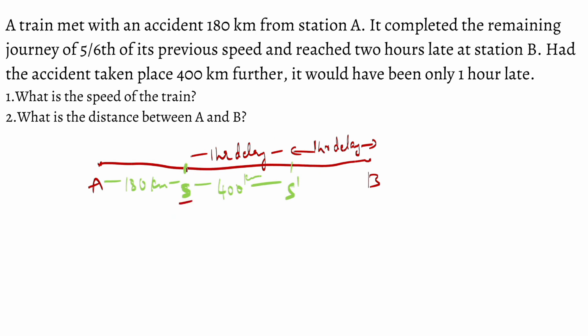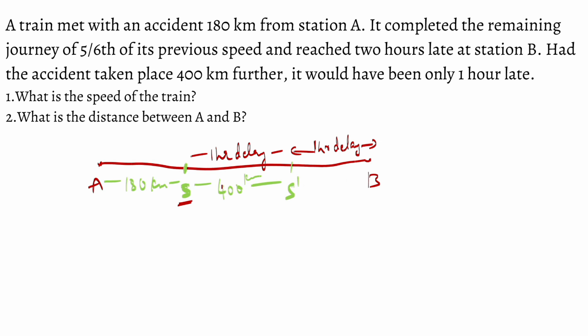That means from S to S dash it's 1 hour, and from S dash to B it's 1 more hour. So it is 2 hours. When you are thinking from the perspective of S, then don't consider S dash. So anyways, from S to B it will be 2 hours delay. But when you are thinking from S dash perspective, anyways it's 1 hour delay from S dash to B.